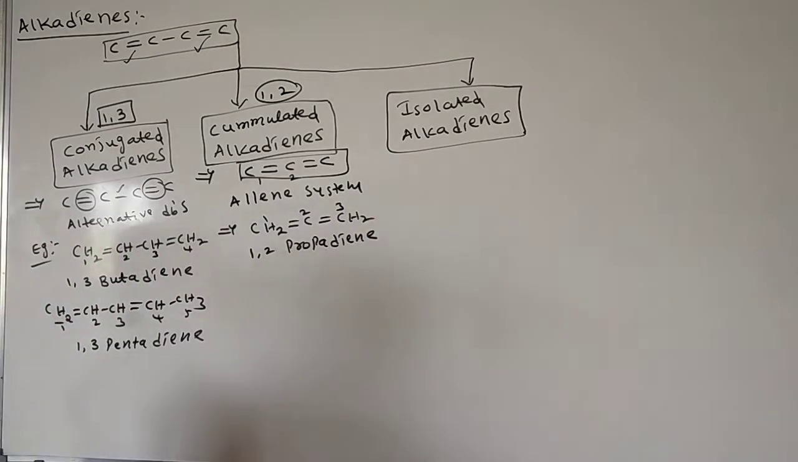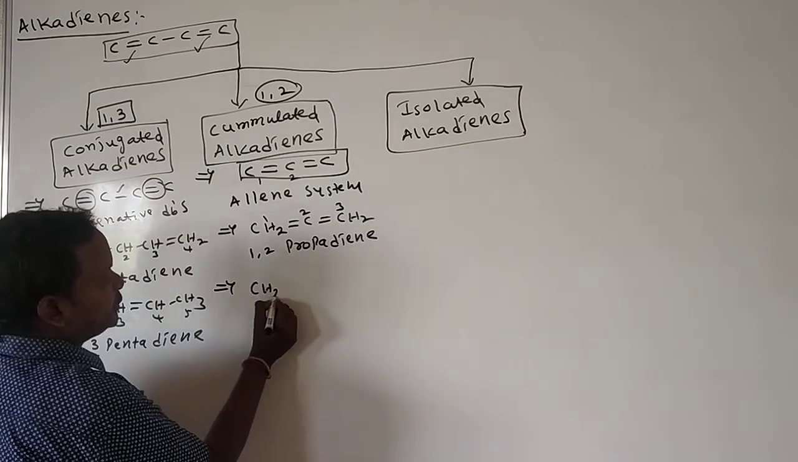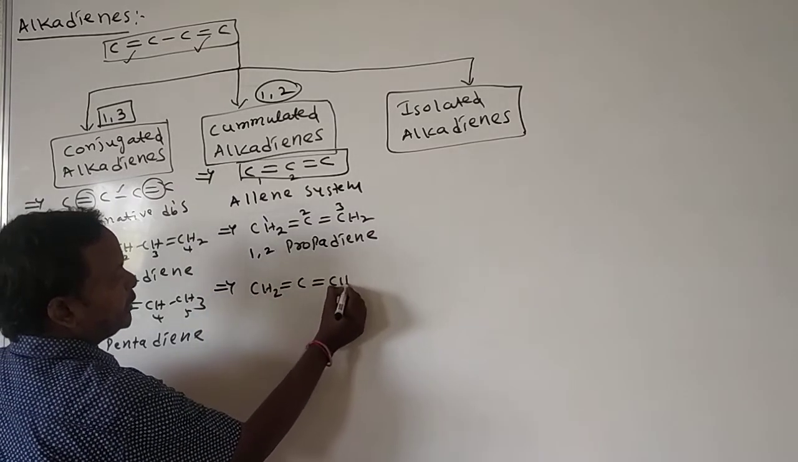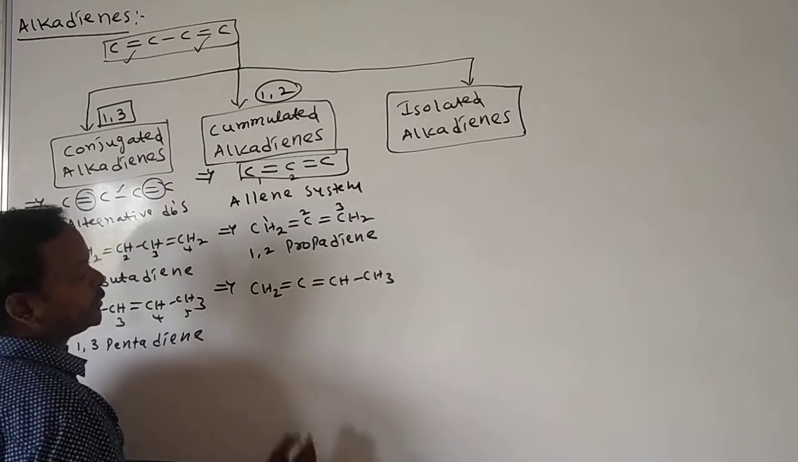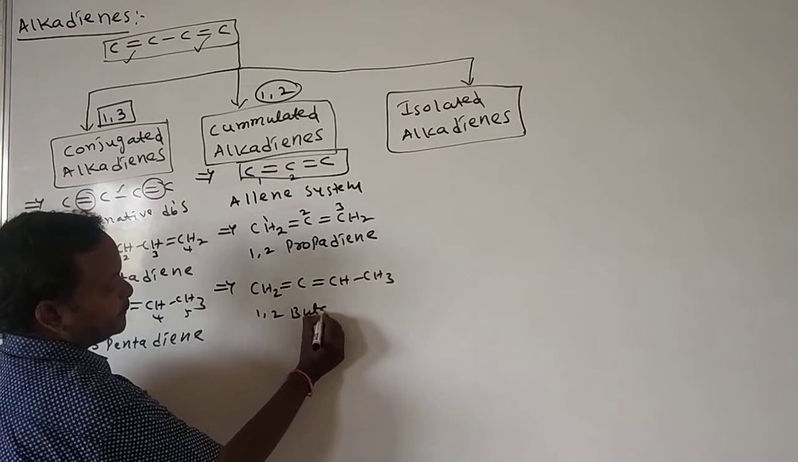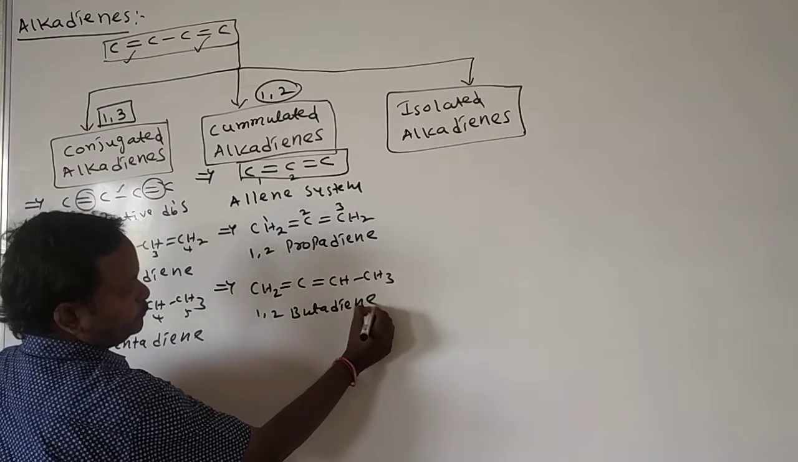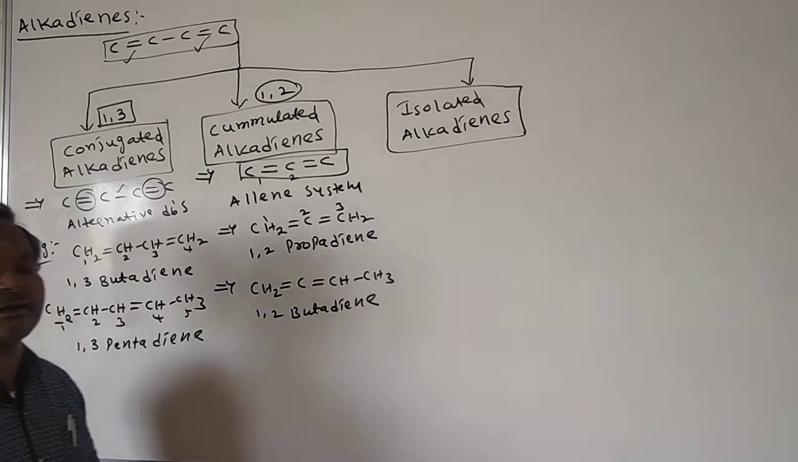1,2-propadiene. The IUPAC name of this one is 1,2-propadiene. CH2=C=CH-CH3. This is also one of the allene molecules, allene system. 1,2-butadiene. 1,2-alkadienes we call cumulated alkadienes. 1,3-alkadienes we call conjugated alkadienes.